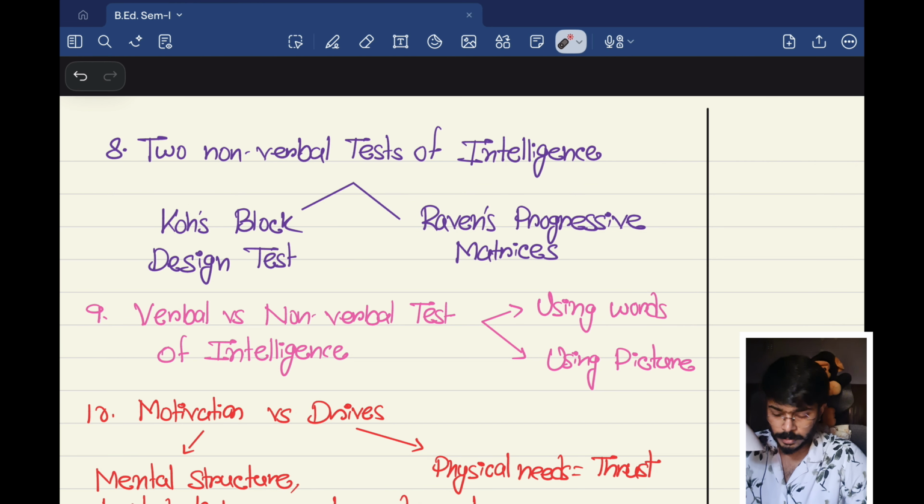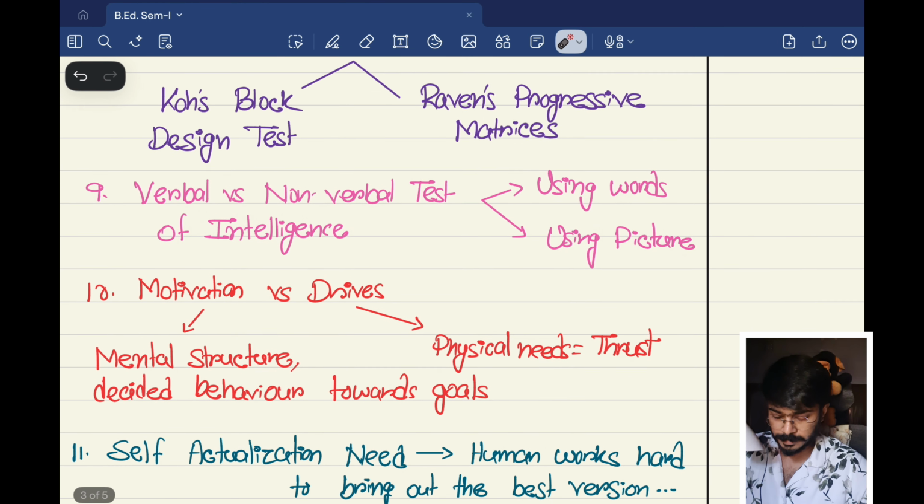So first of all, the two non-verbal tests of intelligence. First of all, it is Kohs block design test, and the second thing is Raven's progressive matrix. Raven's, you have to remember the name, you have to remember the tool: Kohs block design test and Raven's progressive matrix.